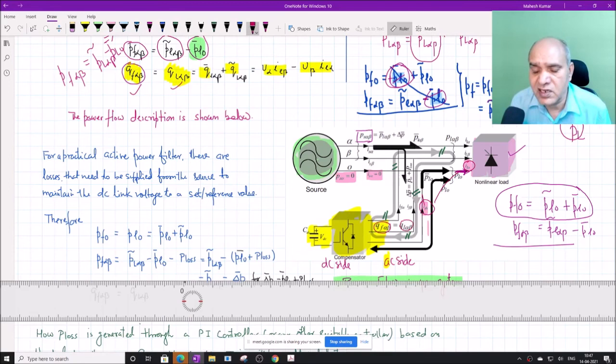It means all the reactive power demanded by the load is being supplied by the filter, and it is circulating between the filter and the load. There is no reactive component which comes from the source. All the reactive power is between the compensator and the nonlinear load. So this kind of a loop shows that the reactive power is taken care of by the filter, this whole loop.